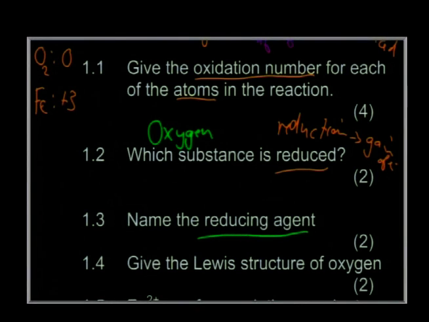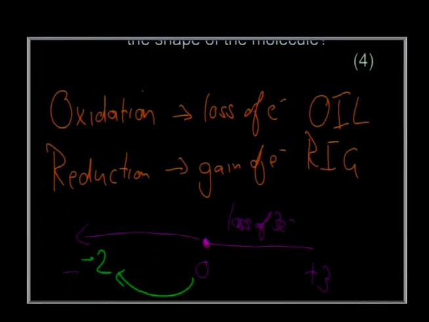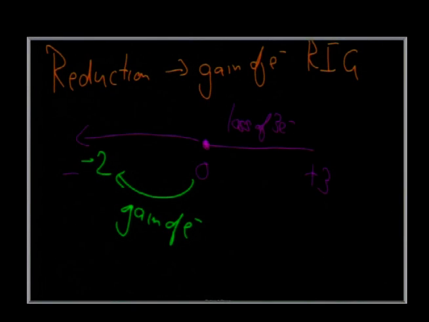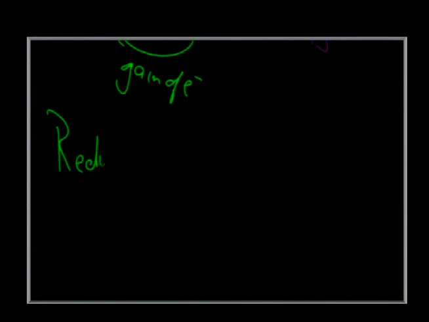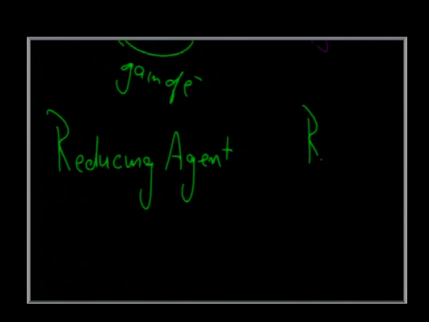We read the question, it says, name the reducing agent. This seems to be quite complicated because we've got reduction, we've got reducing agent, but I've got a way of remembering it. So I want to show that to you. After learning those mnemonics, here's another mnemonic that I want you to remember. Now, when we say reducing agent, I'm going to write that as RA.